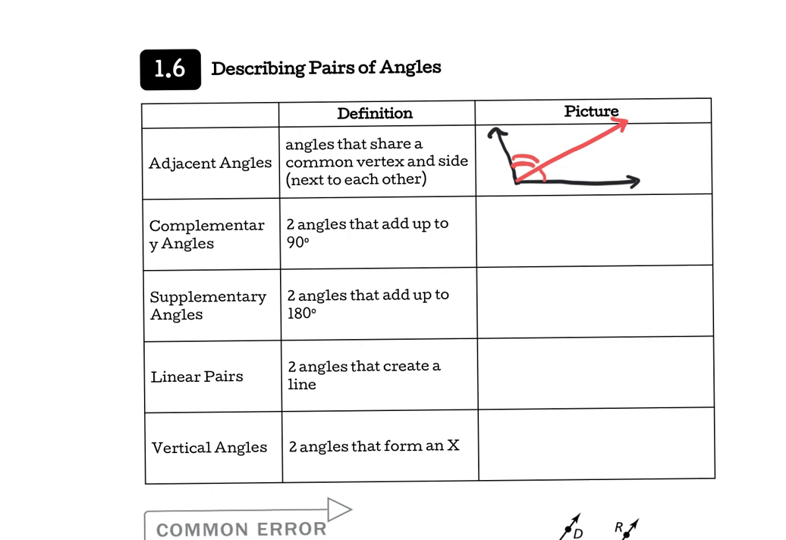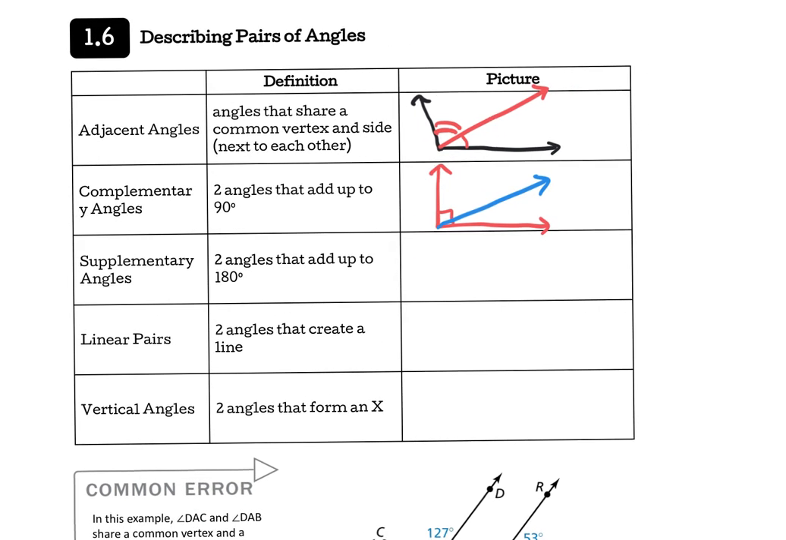Complementary. If I have a right angle that is split, these two angles together would make 90 degrees. Okay? Now, they don't necessarily have to be adjacent, though. They don't have to be touching.